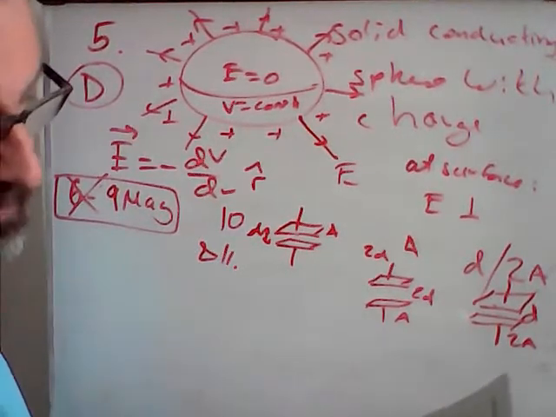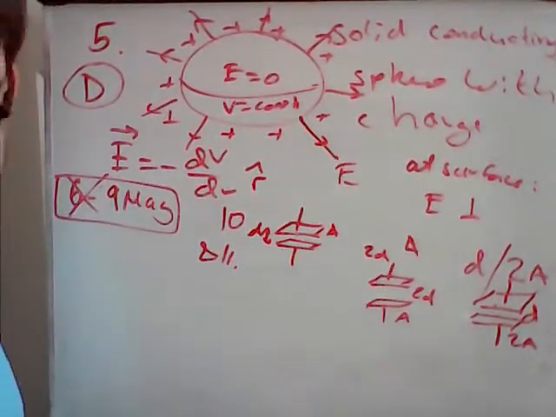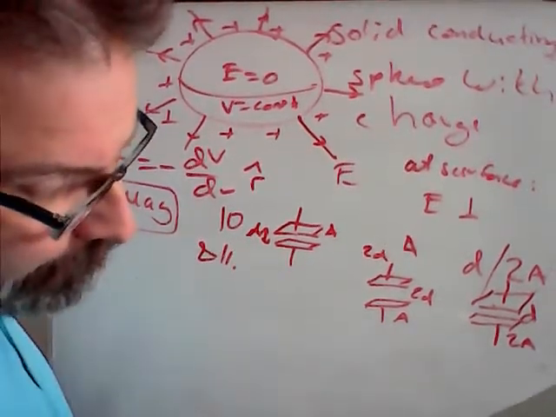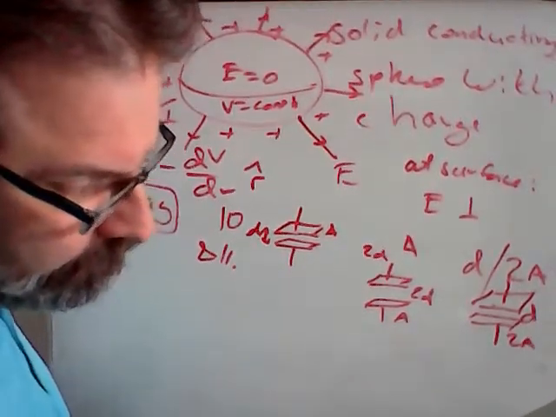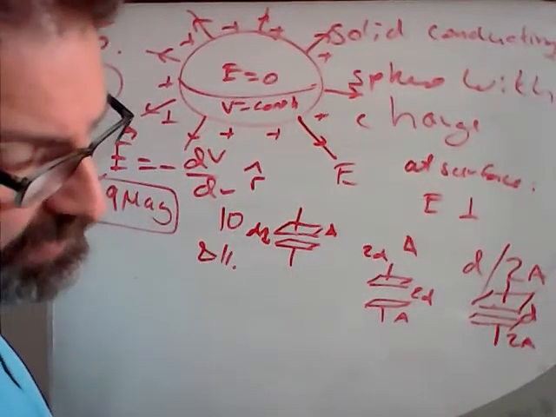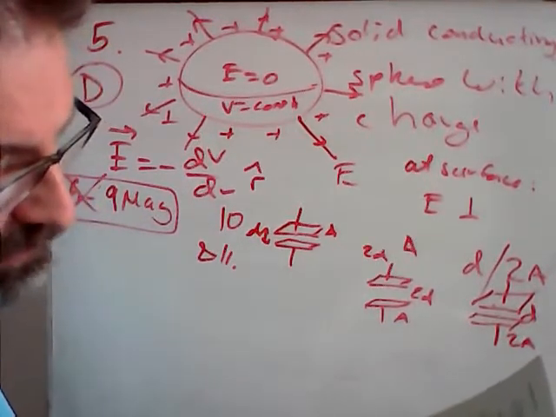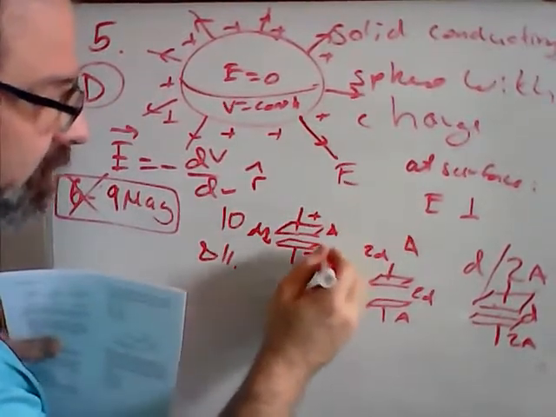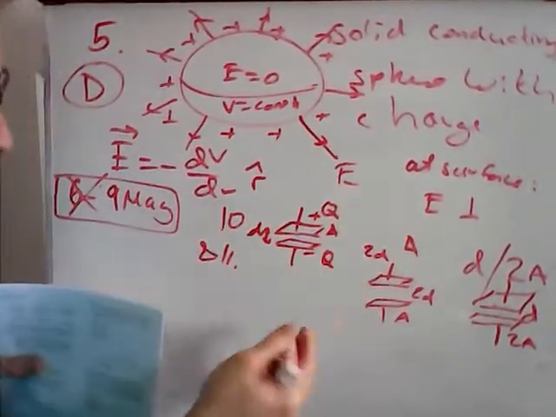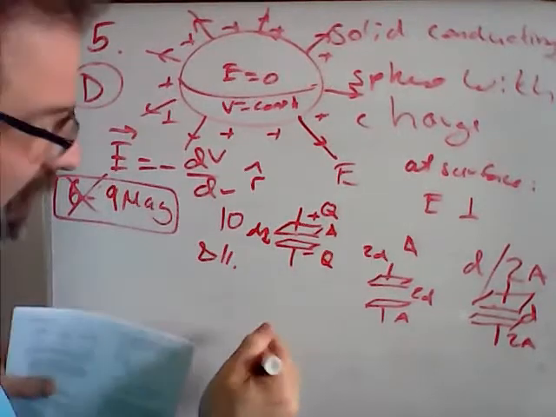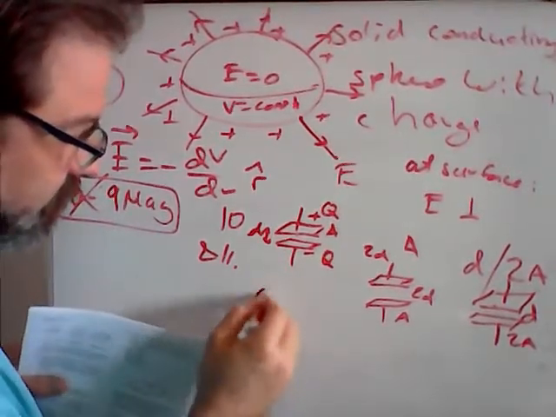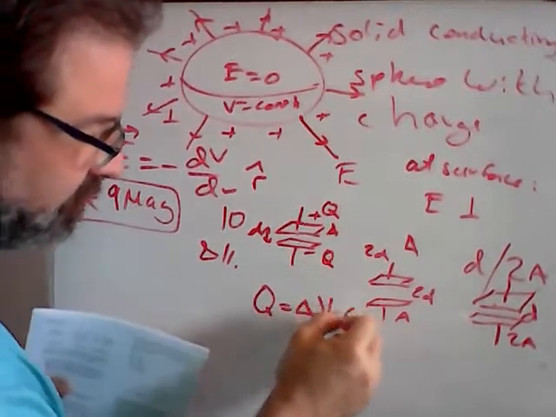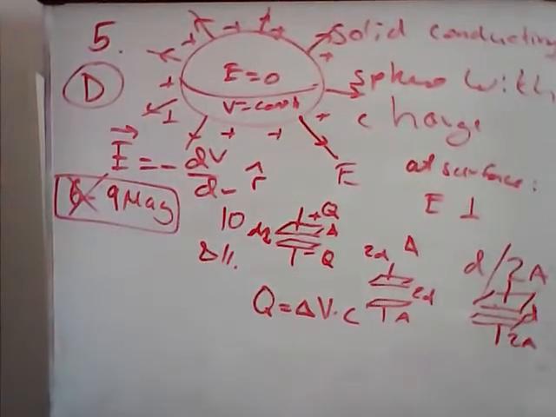We have charge plus Q on the top plate, charge minus Q on the bottom plate. Which of the following is true of the potential difference across the plates of the 3 capacitors? All right, so we have plus Q up here, minus Q down there. Now, well, we know how this works. We have Q equals delta V times C. I call this the shopping channel equation, because QVC is a shopping channel.